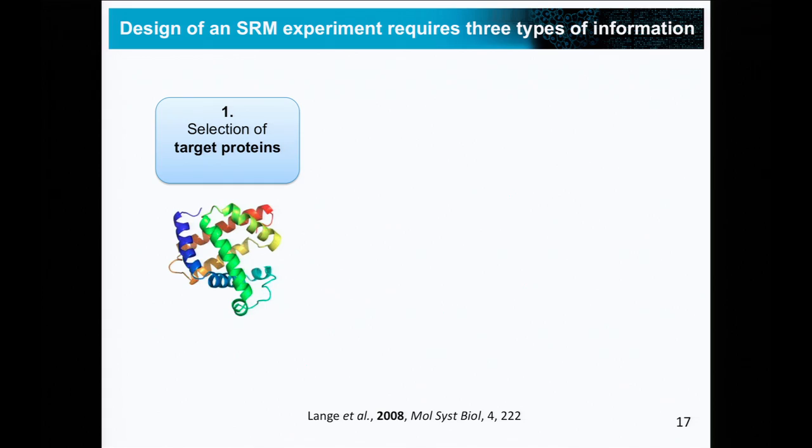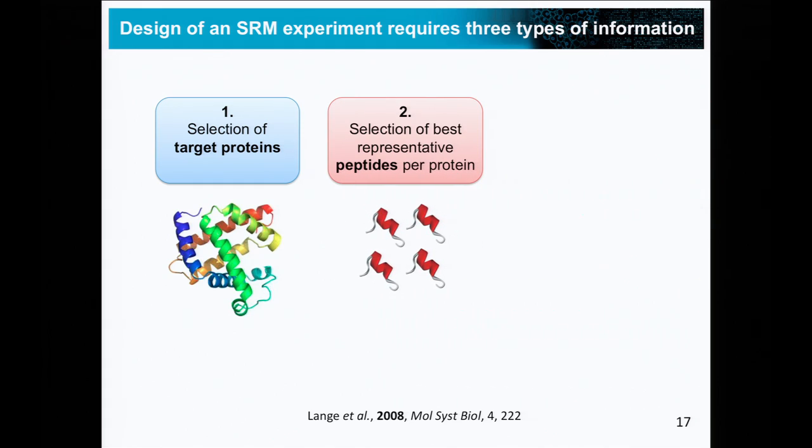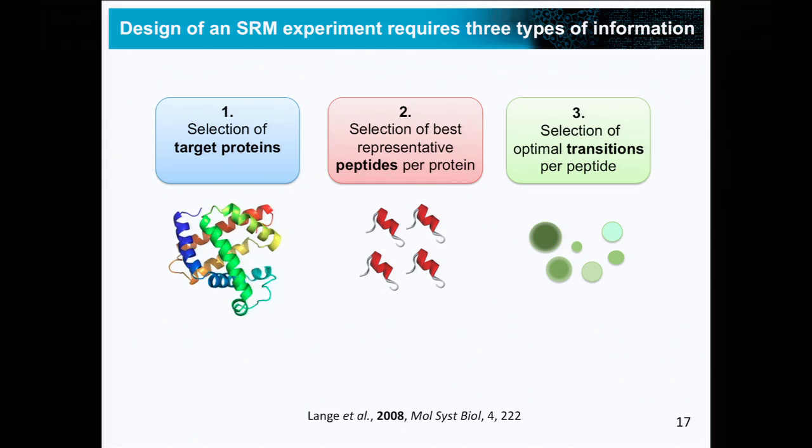So what you need to perform an SRM experiment is you need information, 3 different types of information. First, you need to know exactly which proteins you would like to target, or which PTMs. Then, for every protein, you need to select a few best representative peptides per protein. And once you know which should be the representative peptides per protein, you must select for each peptide the optimal transitions that you want to target in your transition list. And we will go through these 3 different types of information now, and I will give you some tips and tricks how you do this selection or what you can do here.